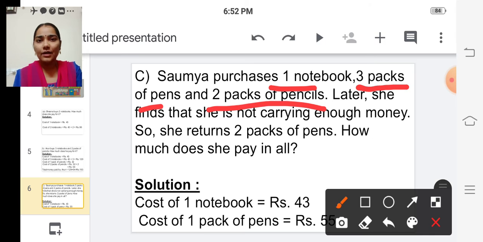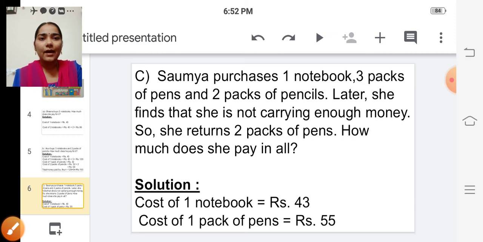So we have to find out cost of 1 notebook, cost of 3 packs of pens and cost of 2 packs of pencils. Okay. In the first step we have to find these costs. Okay. And then what they have given.